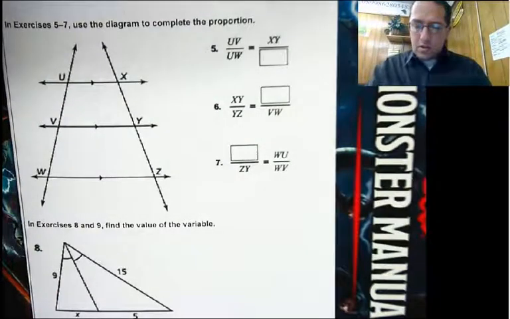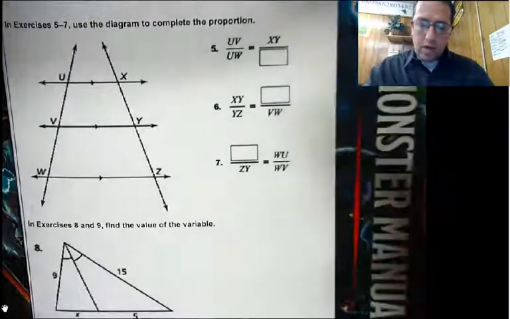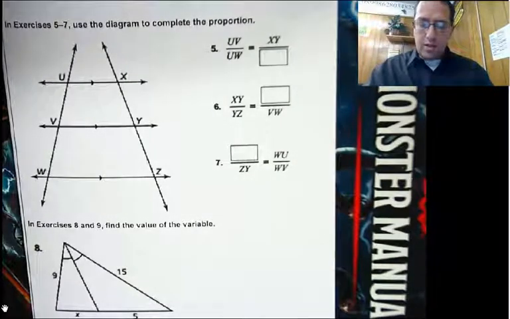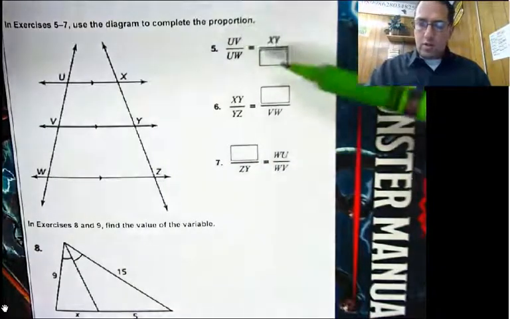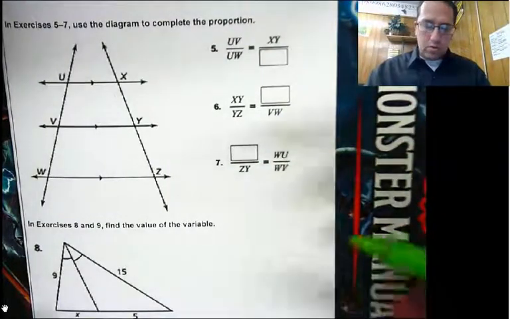So let's take a look at this part here. What do we have here? Use the diagram to complete the proportions. So we're not actually solving anything. We don't have any numbers. We just want to know what's proportional, right?